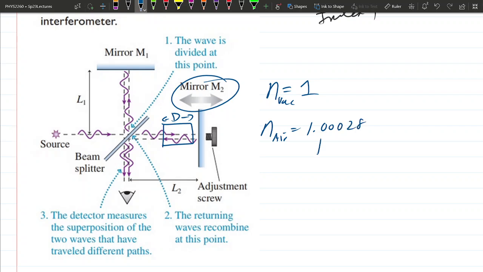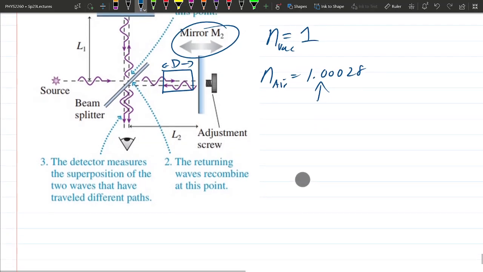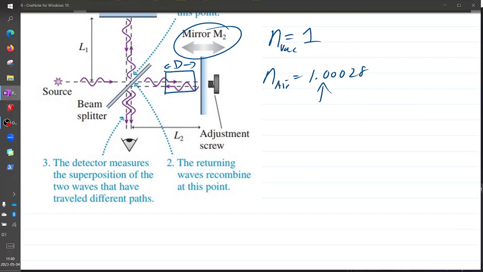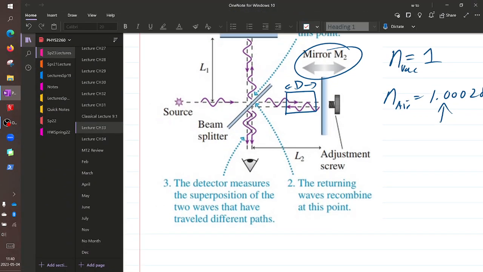1.0028, which is the refractive index of air. Then, instead of changing the length here, you effectively change the number of wavelengths of light that will fit in this air cell. So you're going to have this fringe shift where you have a bright spot, dark spot, bright spot, dark spot, that you can count also. So that's what we're going to do on the worksheet today, with 10 minutes, which is not enough time.